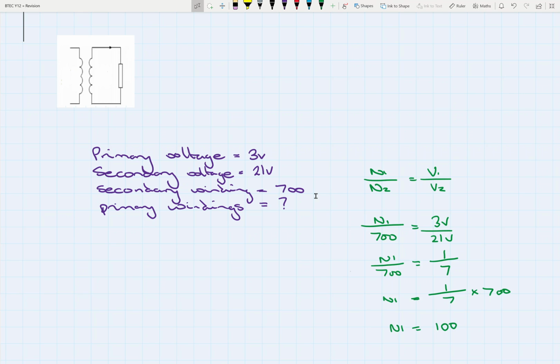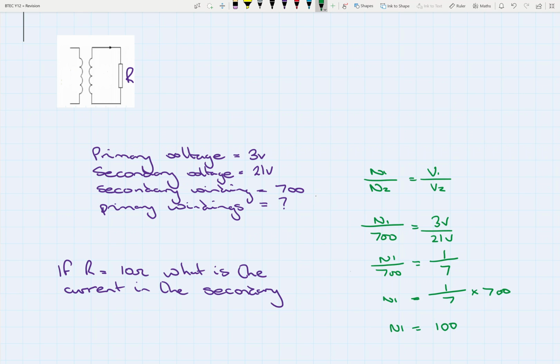Okay, one last little bit just to finish us off with this one. Let's talk about some current, and we'll shake this up a little bit more. Same as we did before, let's work out what the current is in the secondary. So we'll call that I2. I2 is going to be equal to voltage divided by resistance. We've already said that we had 21 volts in the secondary, divided by 10 ohms. So that's 2.1 amps.